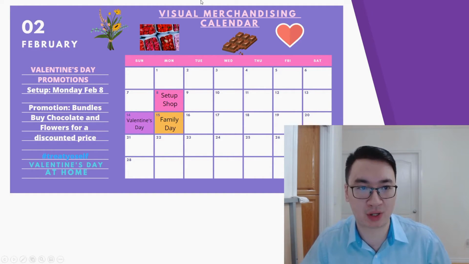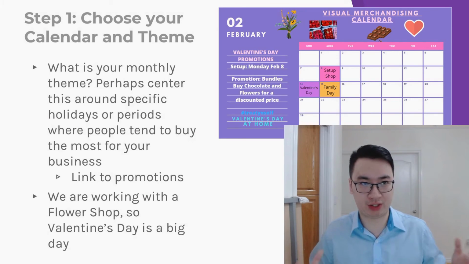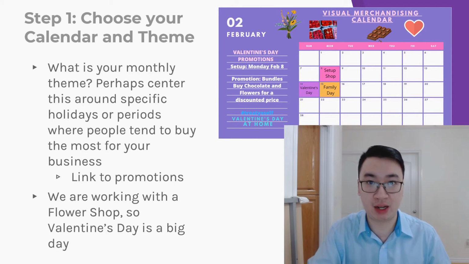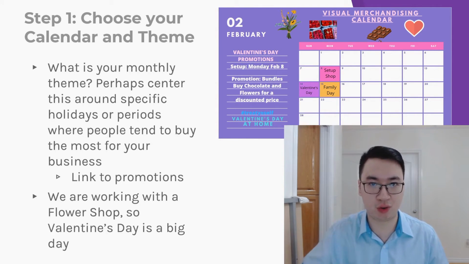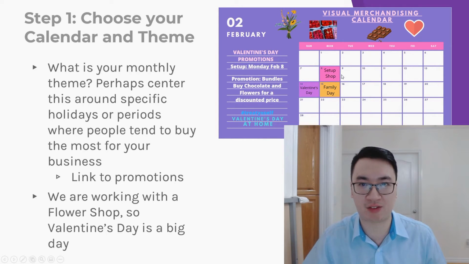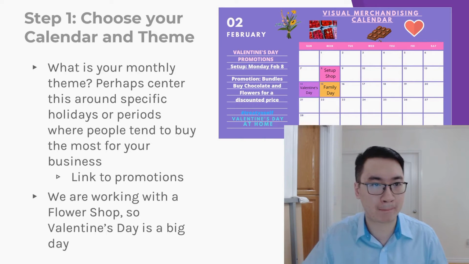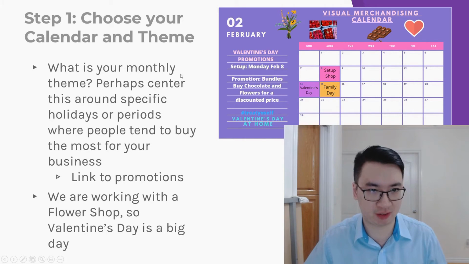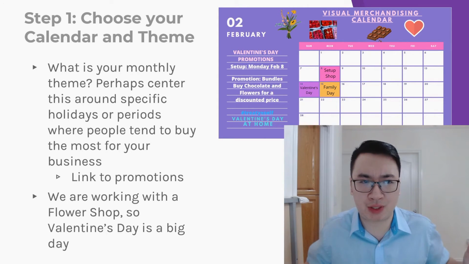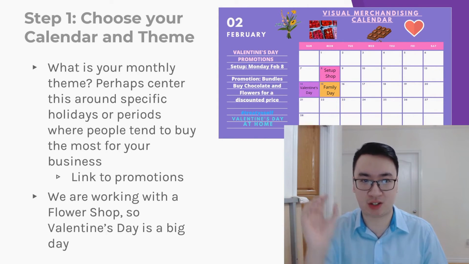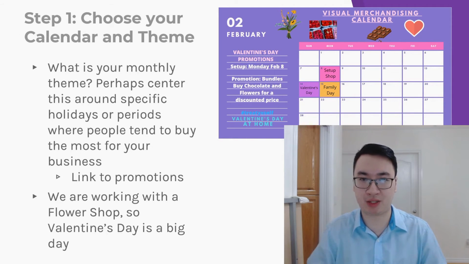And you can put important dates and details for the promotions. So obviously first is you want to pick your calendar. I used Canva to create this. And you can have the actual notes here and the calendar and have links. So this was very easy for me to create. It's important to highlight a specific theme and the promotions that you want to offer. Perhaps center this around some specific holidays, periods, where people tend to buy the most for your business.